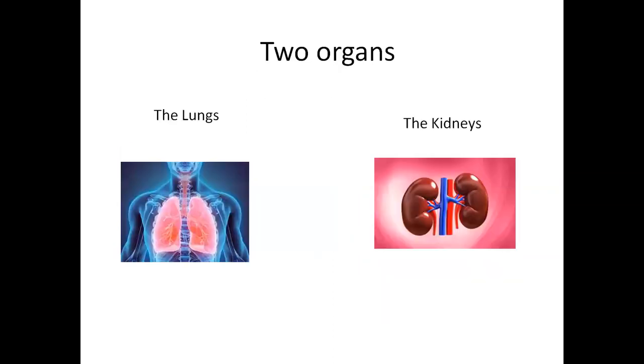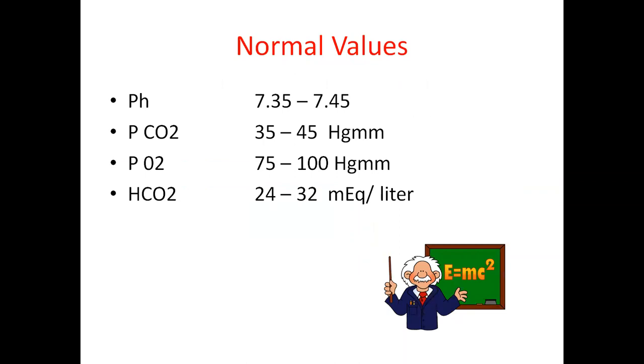ABG. There are two organs involved in the management of acid-base balance in our body, which is the lungs and the kidneys. The first thing you have to memorize are the normal values, okay? We have four. pH, which is 7.35 to 7.45, PCO2, which is 35 to 45 millimeters of mercury, PO2 or oxygen 75 to 100, and bicarb 24 to 32. Sometimes some labs put it as CO2, making it more confusing.